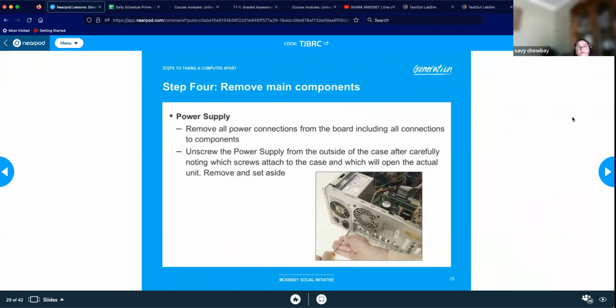Is the thermal paste more of a liquid type or a solid type? It's almost like toothpaste. So it's like a thicker toothpaste.